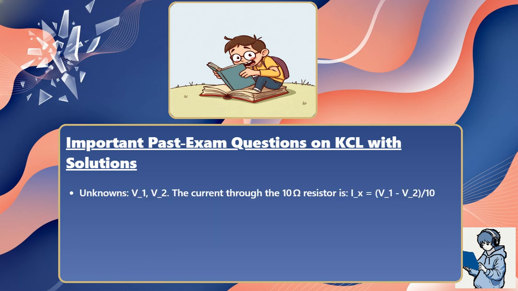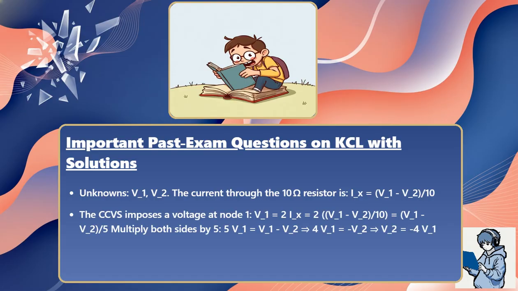Solution. Unknowns V_1 and V_2. The current through the 10-ohm resistor is I_X equals (V_1 minus V_2) divided by 10. The CCVS imposes a voltage at node 1: V_1 equals 2 I_X equals 2 times ((V_1 minus V_2) divided by 10) equals (V_1 minus V_2) divided by 5. Multiply both sides by 5: 5 V_1 equals V_1 minus V_2. Therefore, 4 V_1 equals negative V_2. Thus, V_2 equals negative 4 V_1.